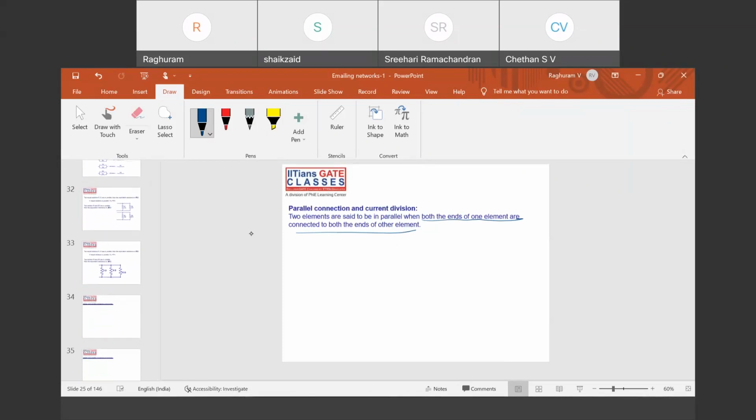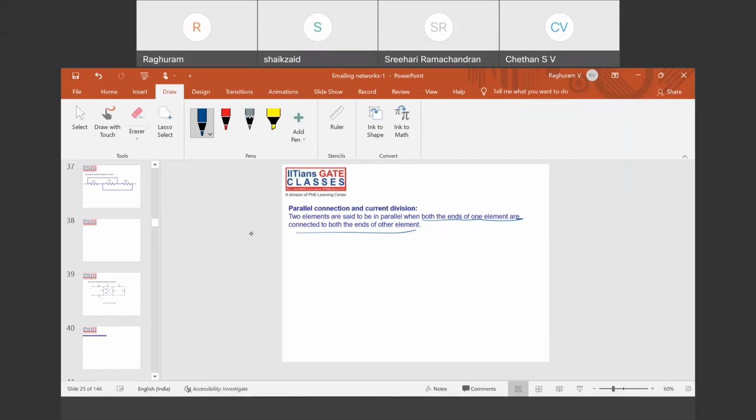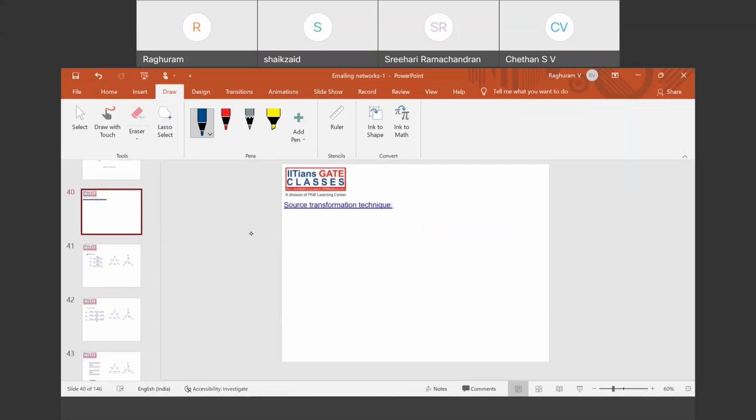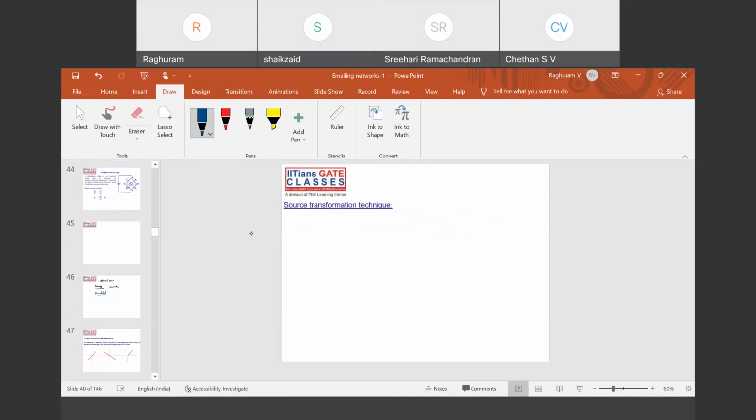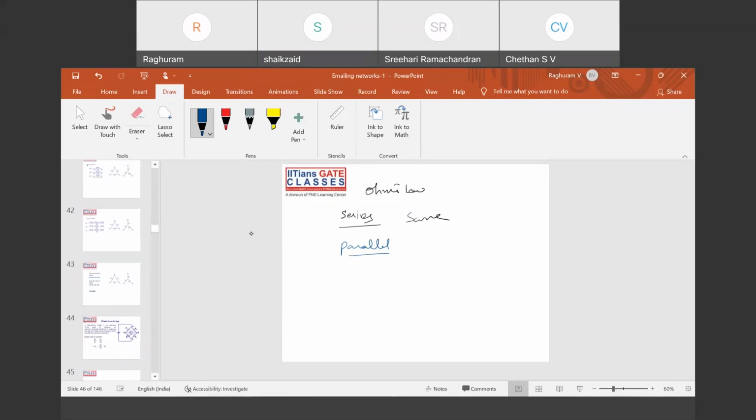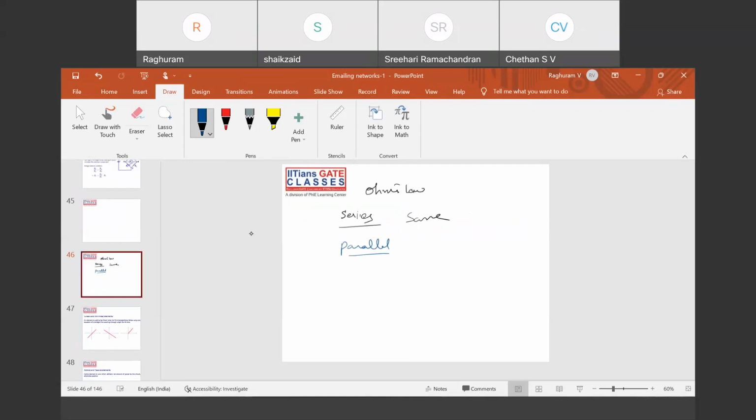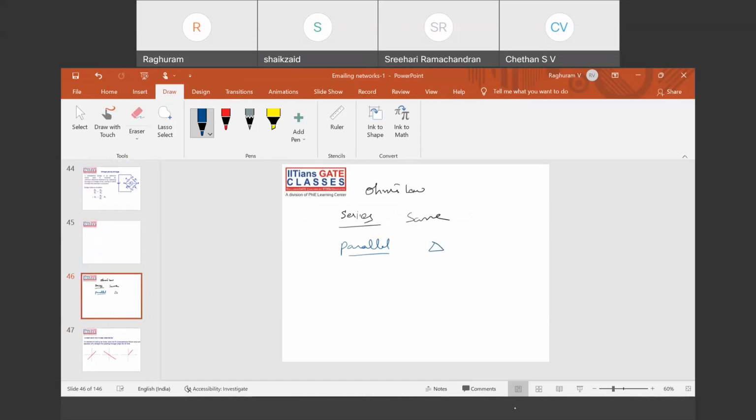So we have seen resistors in parallel, resistors in series, voltage sources in parallel, voltage sources in series, voltage and current sources in series, voltage and current sources in parallel. Remember all those? Then we have seen voltage source to current source transformation and current source to voltage source transformation. Lastly, we have seen star to delta and delta to star transformations.